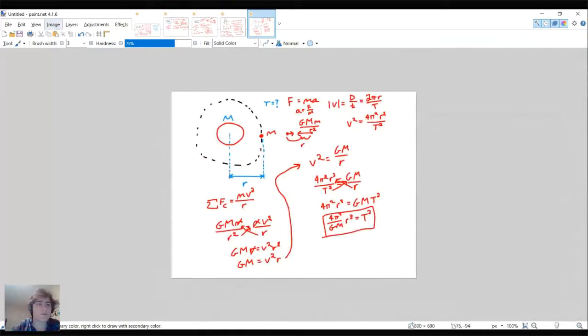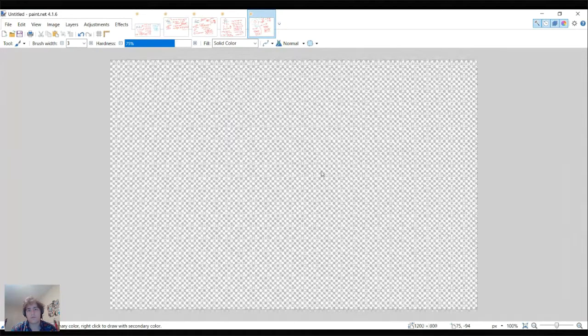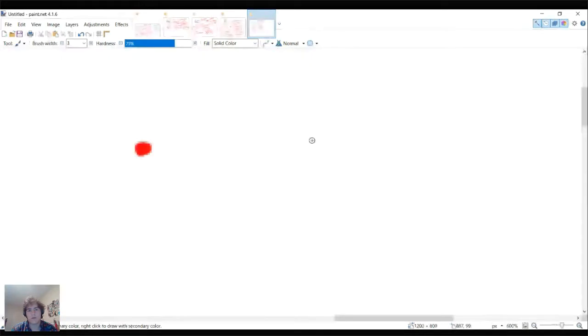So we're going to do something a little unorthodox because I have the time to do it, and I think this example is really cool. What if we had two planets of equal mass? What would their orbit be? What would their period be? This is called a binary star system.